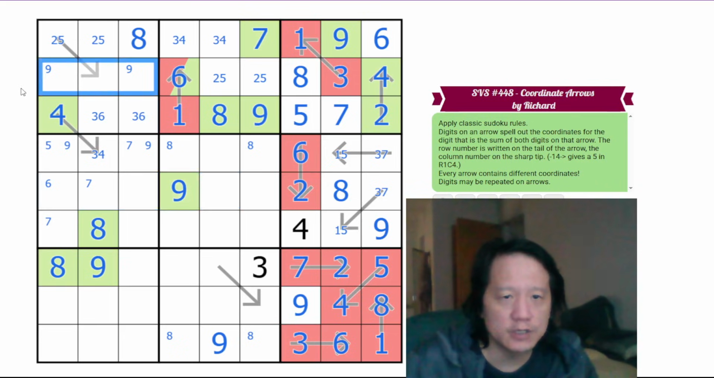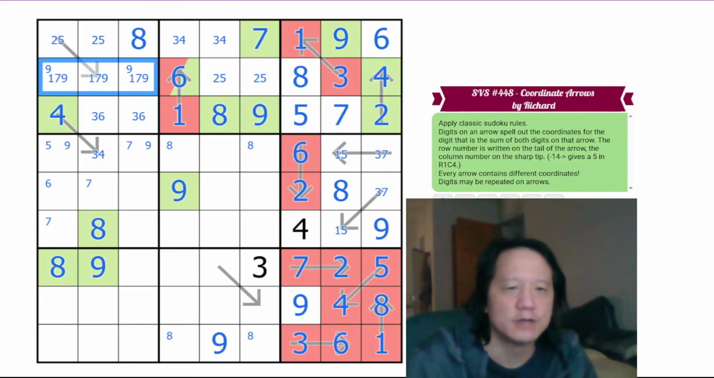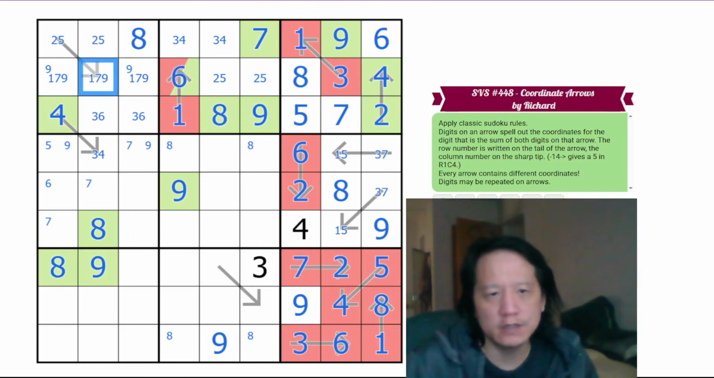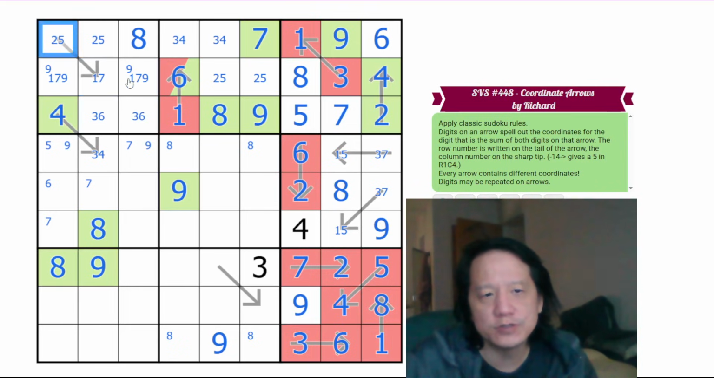Remaining digits in row 2, we have 1, 7, and 9, right? Obviously, this can't be 9. 7 can no longer appear here because there would be 2 and 7 pointing to it, which we already have it pointing to. Or actually, can't be that. Can't be pointing to there. So that's 7 as a column, and 2 and 7 doesn't work.